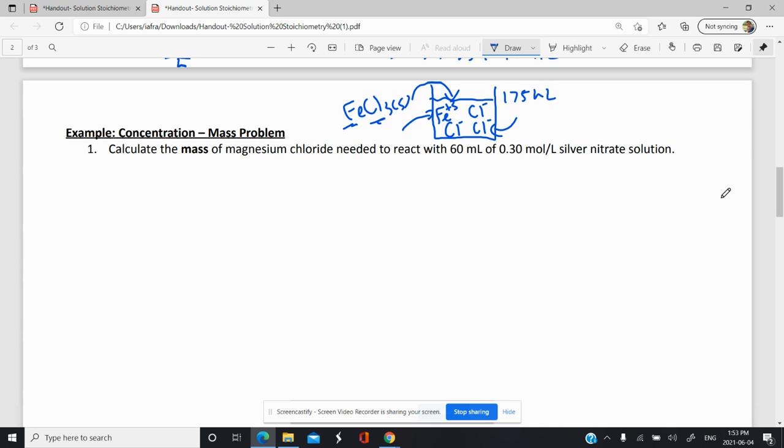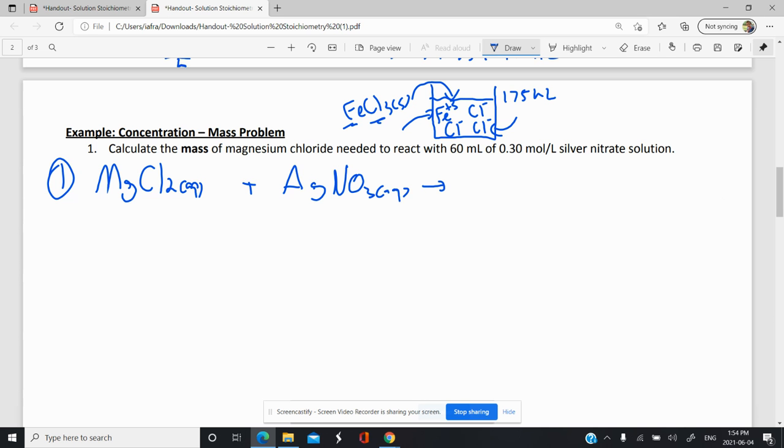So calculate the mass of magnesium chloride needed to react with 60 mL of 0.30 moles per liter silver nitrate. So right now we're doing an equation where we have magnesium chloride. If you look in your solubility table, you'll see that's aqueous. It's a solution. And it's going to be reacting with silver nitrate solution, which is AgNO3, aq.